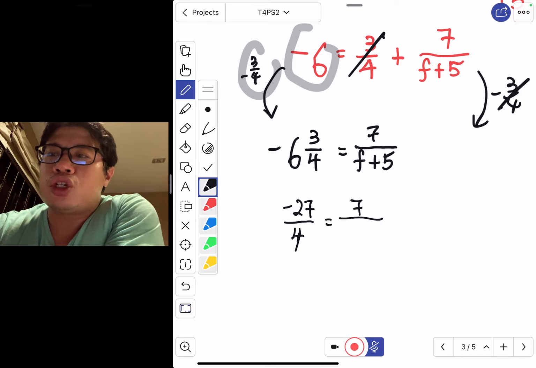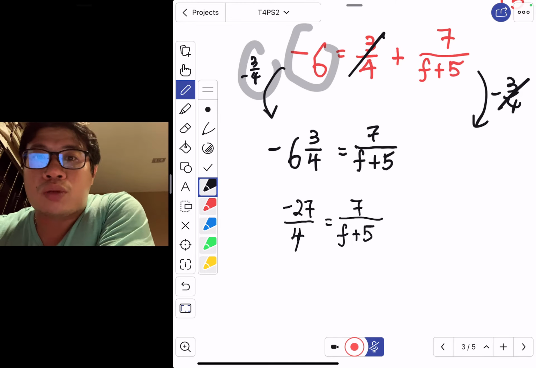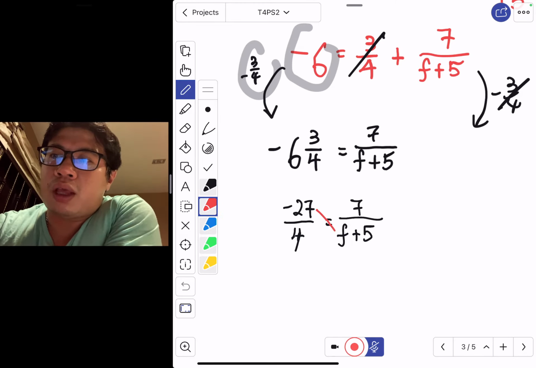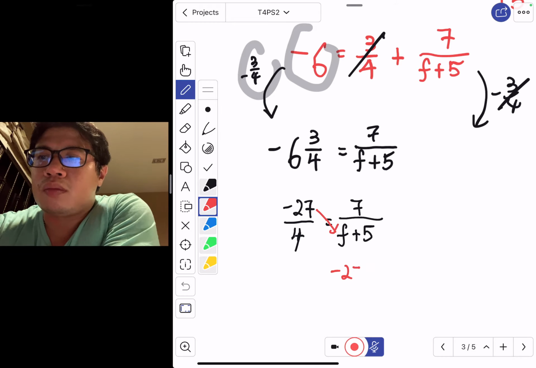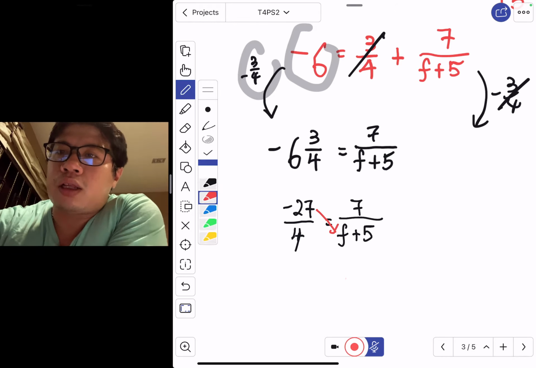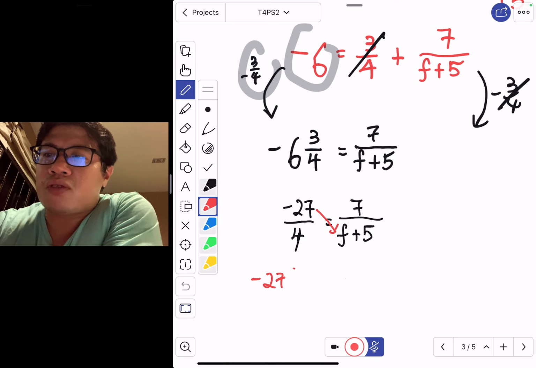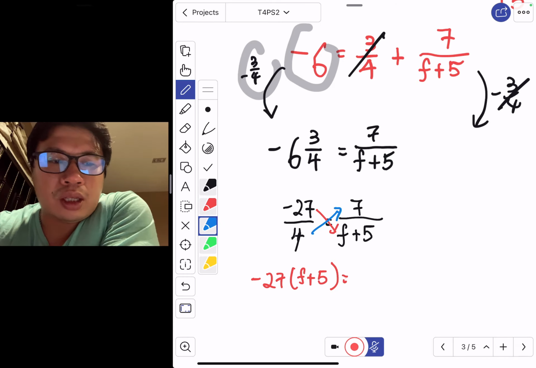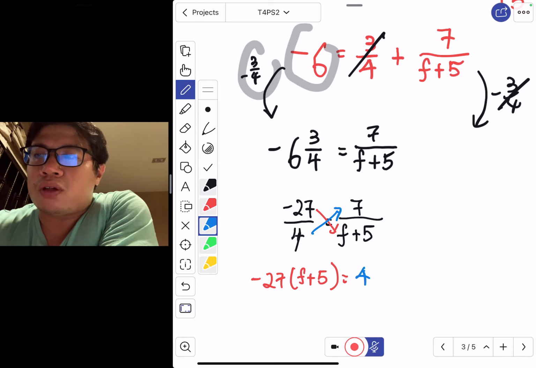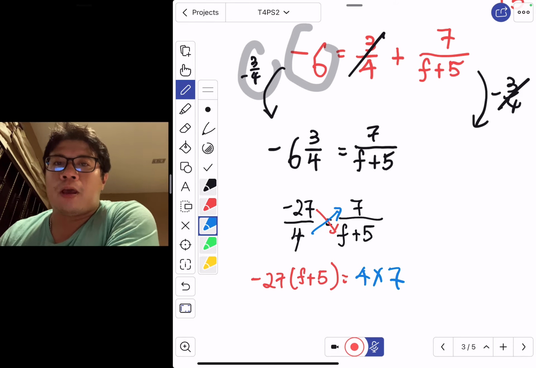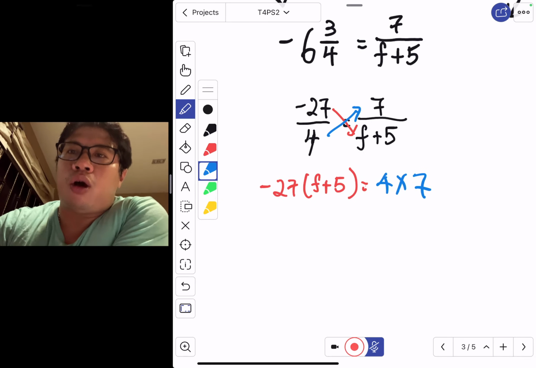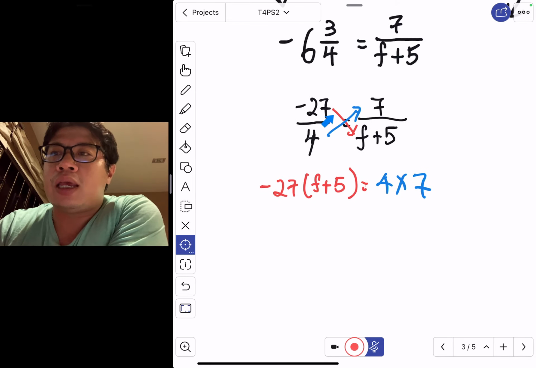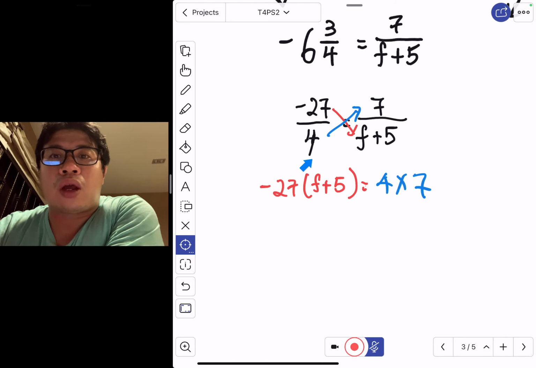Now, once you are in this position, you can either multiply by the denominator, or you can just do what we call cross multiply. So cross multiply will tell you that negative 27, let me just write it on the left hand side, negative 27 times F plus 5. You can see the red arrow gives me the terms in red. And if I use a blue arrow, 7 times 4, this will give me the terms in blue. And this is 4 times 7. So it's not that bad. The idea of doing cross multiply, you must remember that there's an equal sign, and you have a fraction equals a fraction. That's where you can cross.